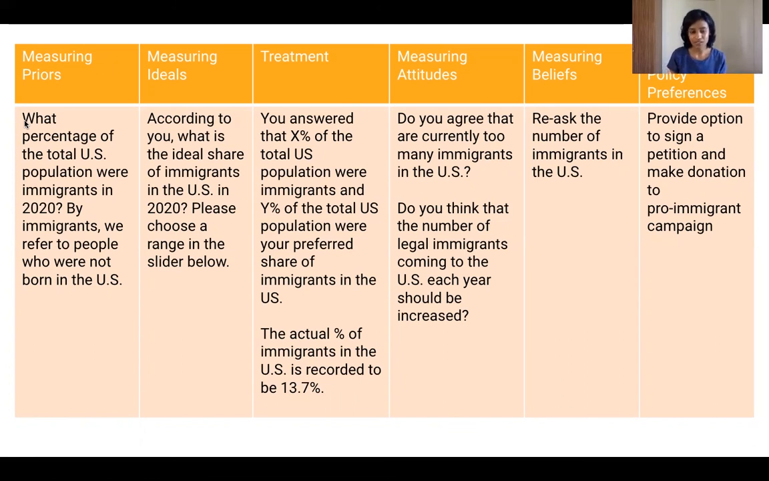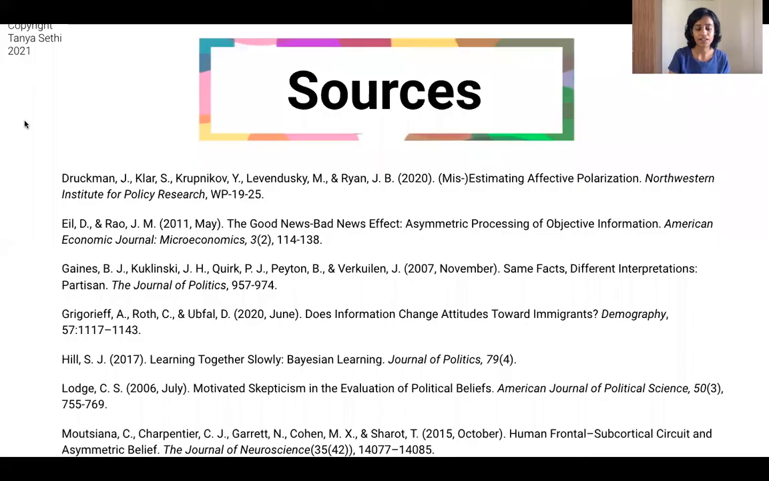Now we measure the attitudes by asking questions like, do you agree that there are too many immigrants in the US? Or do you think that the number of legal immigrants coming to the US each year should be increased? Now we measure the beliefs by asking the question again on the number of immigrants in the US. And then to assess their policy preferences, we provide them an option to sign a petition or make a donation to a pro-immigrant campaign. These are some of the sources that we have referred to for the study.